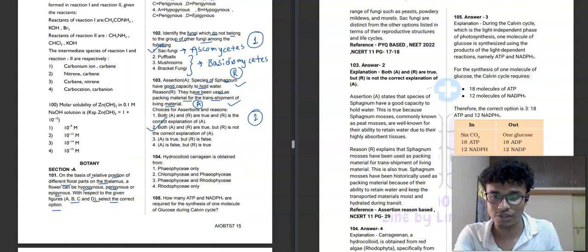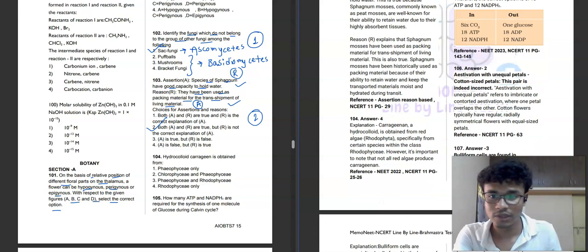Moving towards the next question, 104. It is saying hydrochloride carrageen is obtained from Phaeophyceae only, Chlorophyceae and Rhodophyceae, Phaeophyceae and Rhodophyceae, or Rhodophyceae only. So carrageen is basically a hydrocolloid, and it is obtained from the red algae Rhodophyta, specifically from certain species of the class Rhodophyceae. So fourth option will be your correct answer for this question.